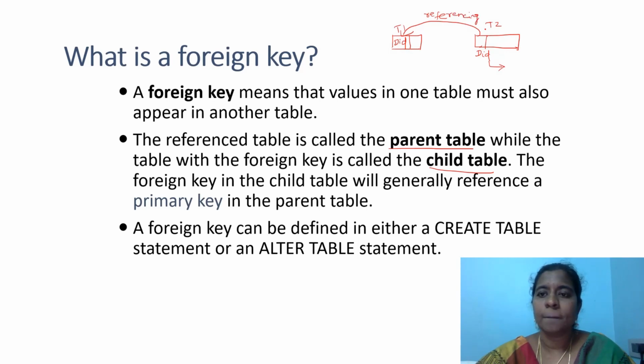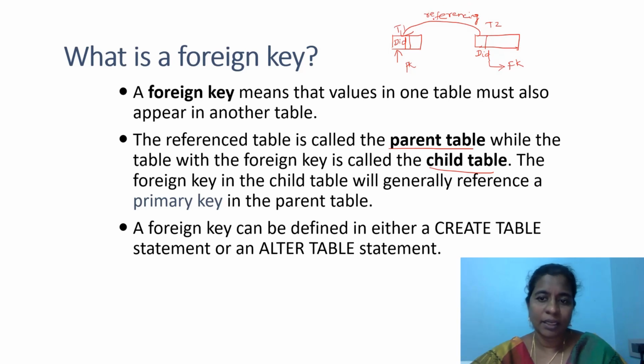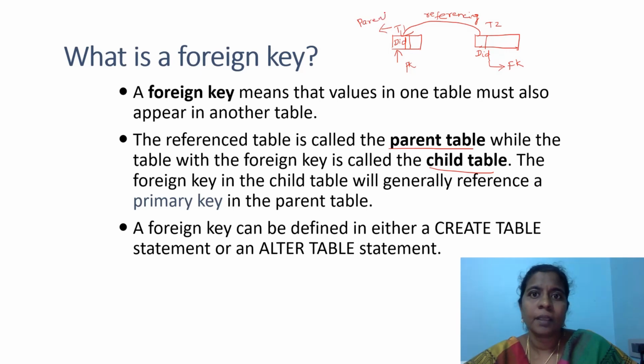So DID from T2, table 2, is referencing DID in T1. And in this case, this DID should be a primary key. Now the DID in this table, we call it a foreign key. T2 generally references the parent table. So actually this T1 we call the parent table and T2 is the child table.